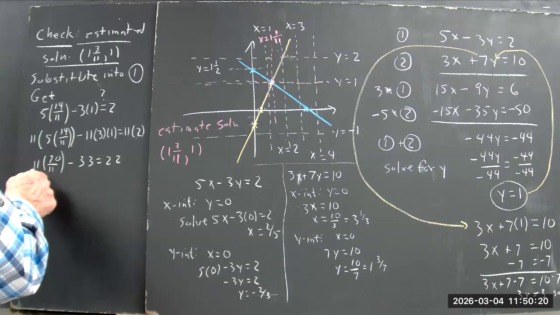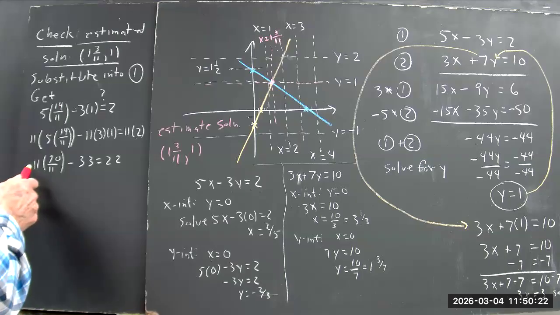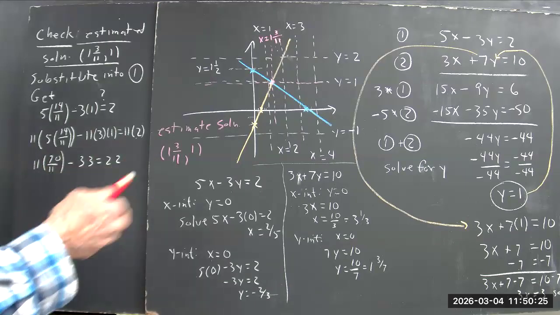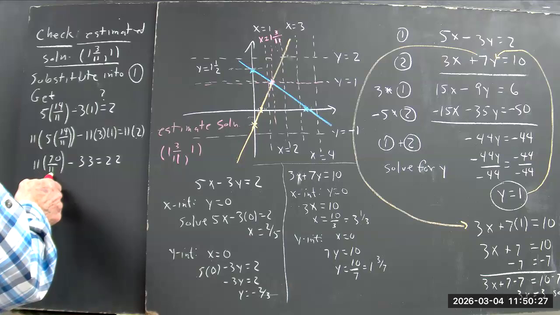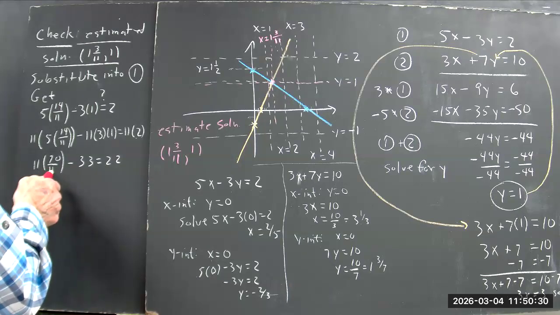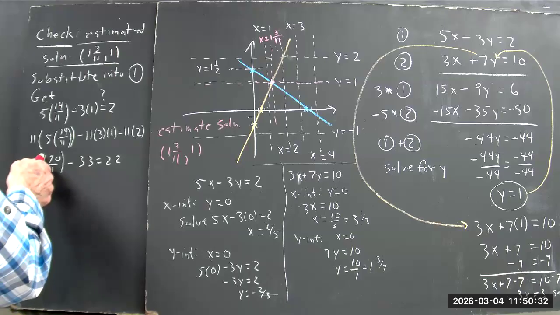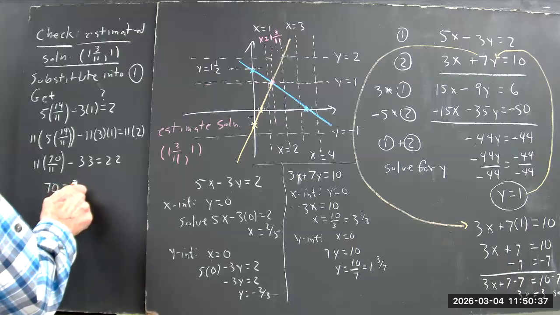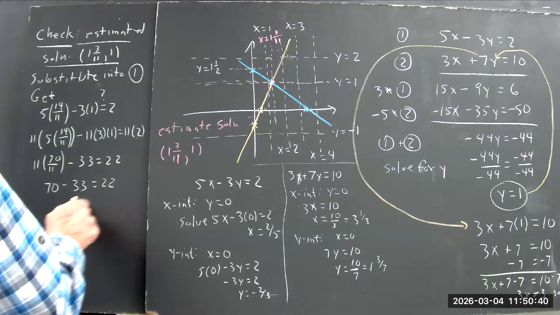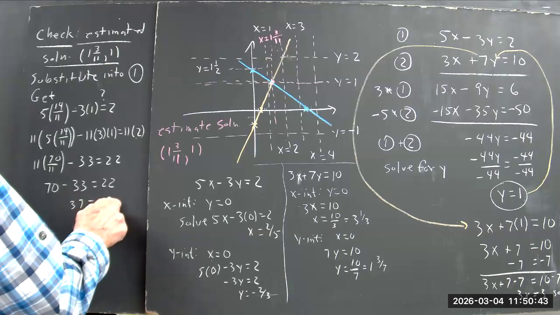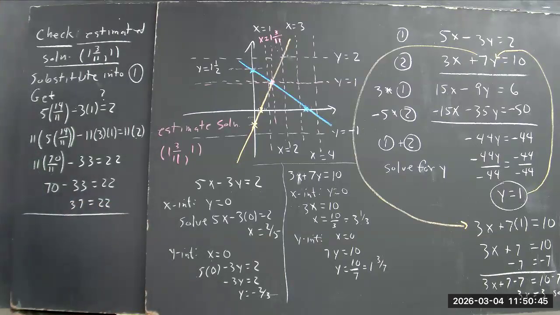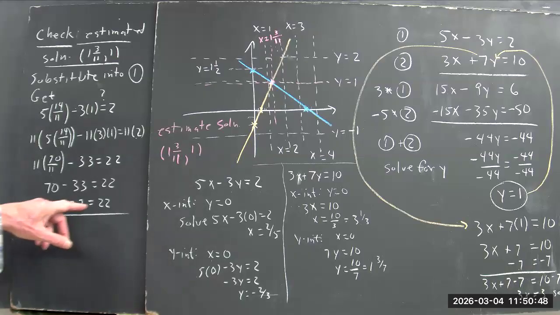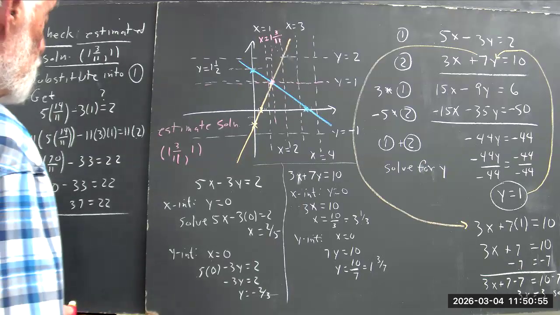That's okay. 11 times 70 over 11. If I multiply the 11 by the 70, that'll be the numerator of this fraction, and the denominator will still be 11. 11 is a factor of the denominator and a factor of the numerator, so I can divide it out. I get 70 minus 33 equals 22. 37 equals 22. Now, that's not great. It's not all that close, but let's see what we get from the second equation.